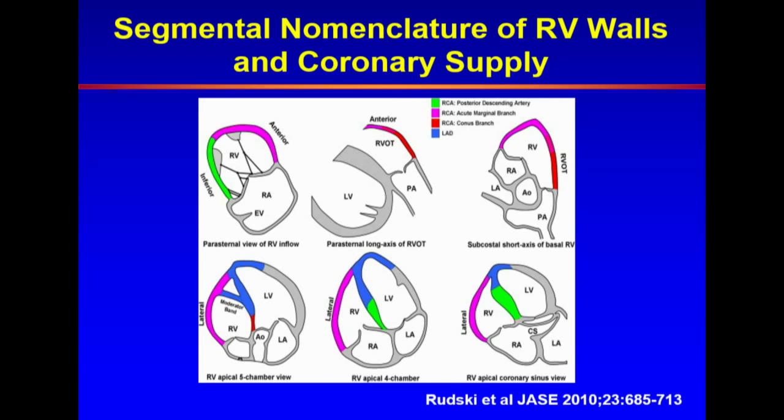This goes over the blood supply, and it is expected also that physicians reading echocardiograms know the blood supply of the right ventricle. So it comes from the right coronary artery, and the acute marginal branch of the right coronary artery supplies the anterior wall of the right ventricle. The posterior descending coronary artery supplies the inferior wall as well as the posterior 1/3 of the interventricular septum. Distal septum and apex of the RV are supplied by the left anterior descending coronary artery.